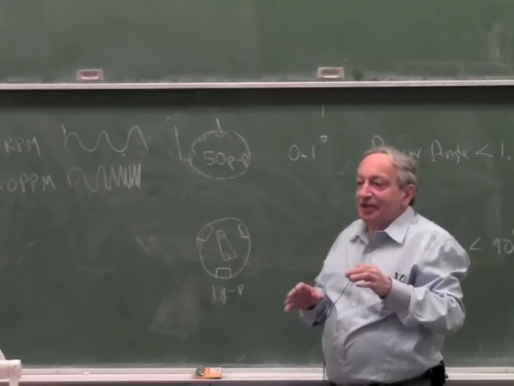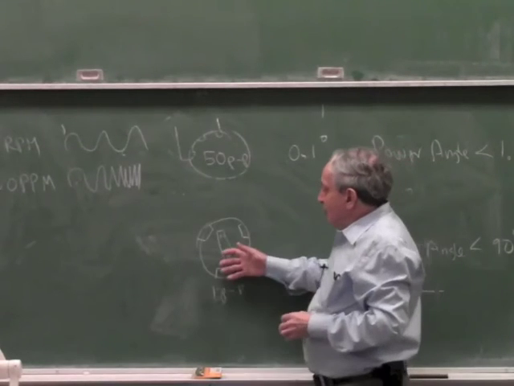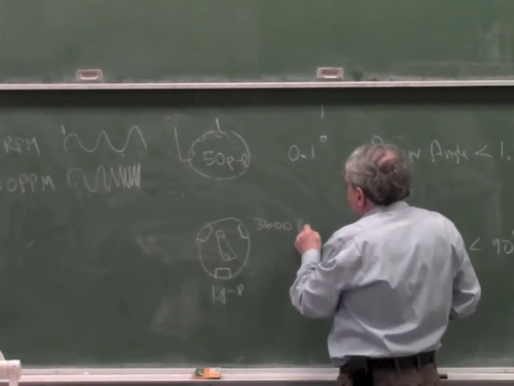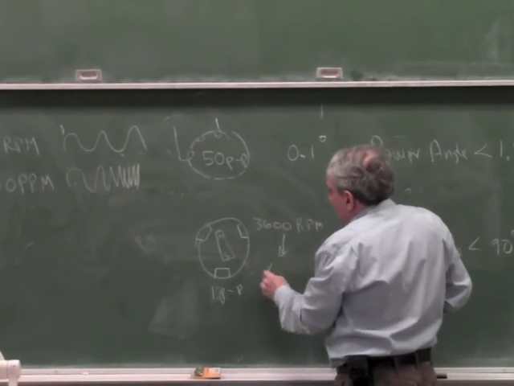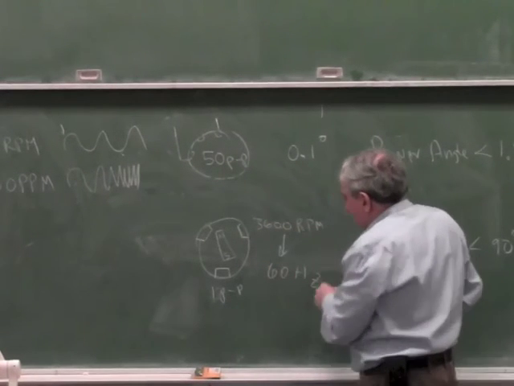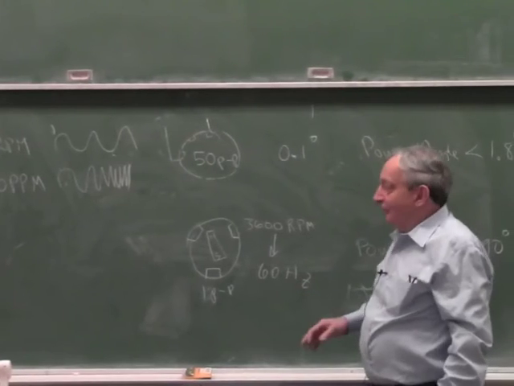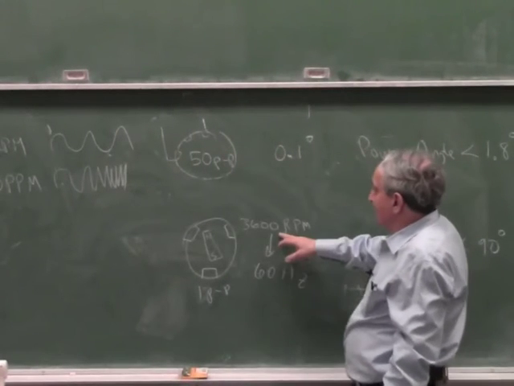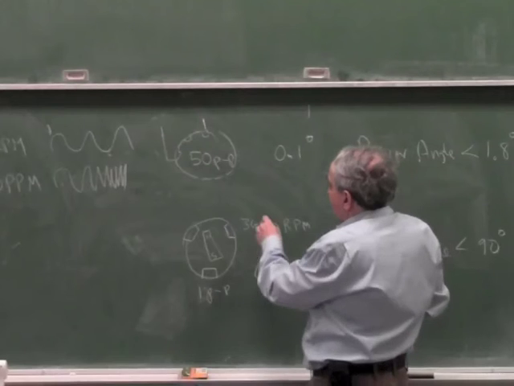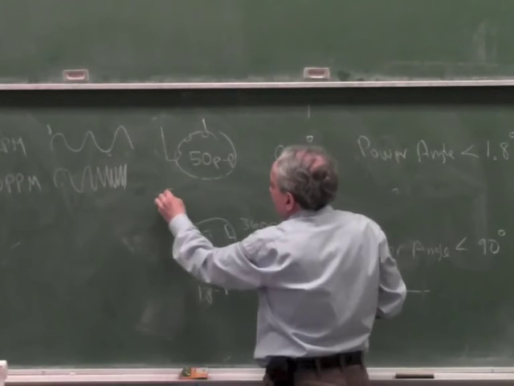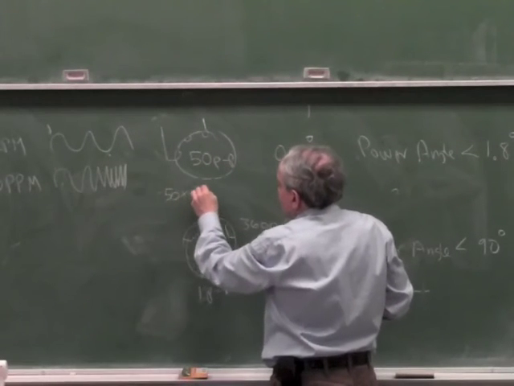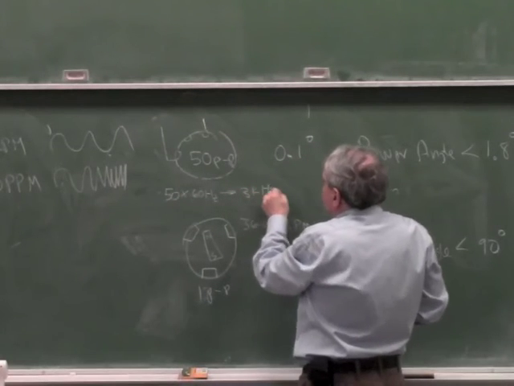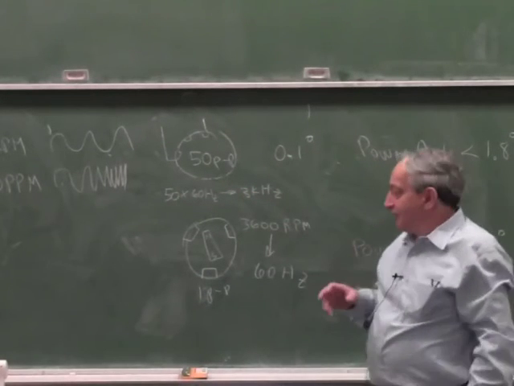Another way of explaining it: for this motor to run at 3600 RPM, you only need to feed it with 60 Hertz, okay? Now, for a stepper motor to run at 3600 RPM, you would have to feed it at 50 times 60 Hertz. So you'd have to feed this with 3 kilohertz. Now, it's easy to drive coils at 60 Hertz.